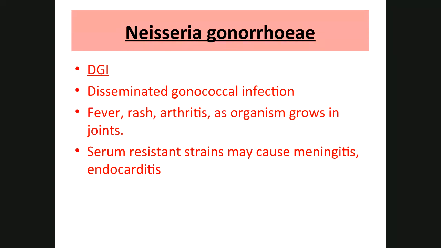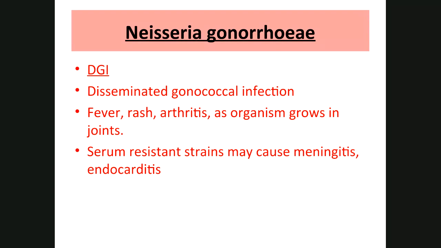DGI stands for disseminated gonococcal infections. In this case, we have the organism becoming systemic and spreading to other parts of the body. The patient may have fever, rash, arthritis, because it often settles in the joints. What makes it pathogenic? First of all, it is very good at attaching to mucous membrane cells and gaining access to the mucous membrane cell, and from there going into deeper tissue.